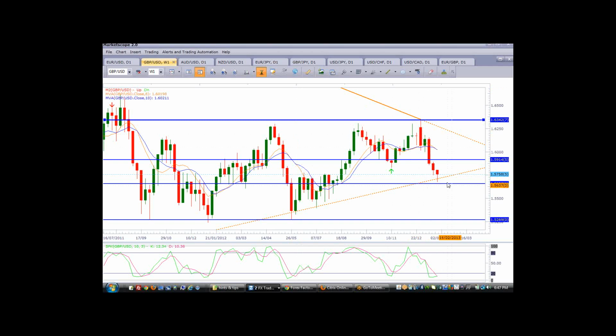So this is a very good potential. Stochastics-wise, it's also in the oversold area. It would be nice if it will have a crossover there. But if it closes like this as a hammer, then that's a good sign to probably go to the upside.